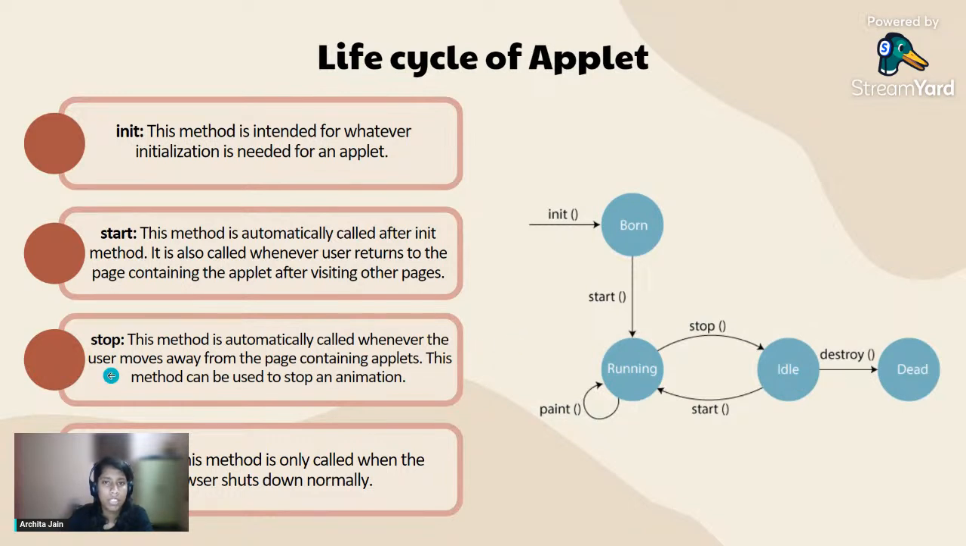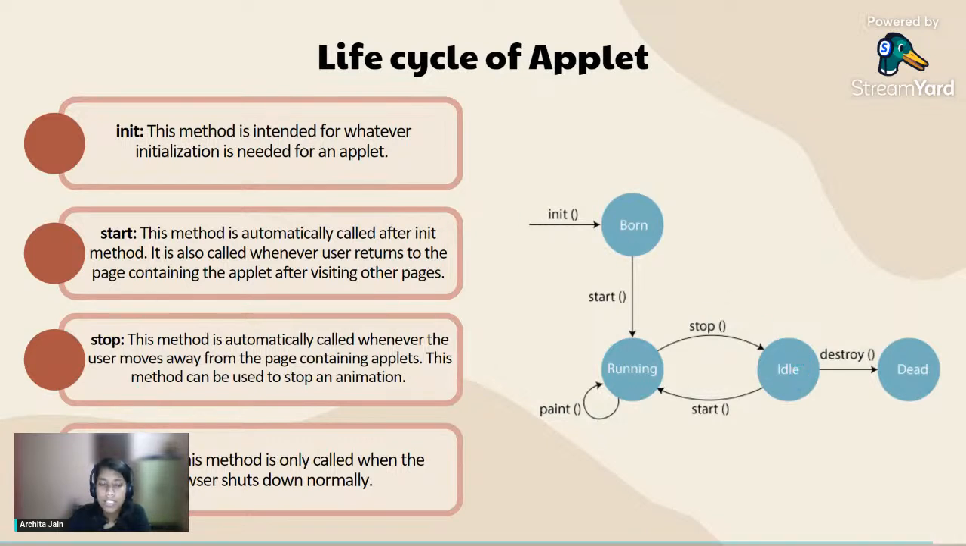And in running state what happens is now you're stopping it. Like, okay, my work is done, I have done everything. This method is automatically called whenever the user moves away from the page containing applets. This method can be used to stop an animation. Like if you're running an animation in your app with the help of an applet, then the stop method will stop it, and your applet will reach an idle state where it does not know क्या करूँ मैं, like मैं वापस start भी हो सकता हूँ, मैं destroy भी हो सकता हूँ. So that is why this is known as the idle state, right?